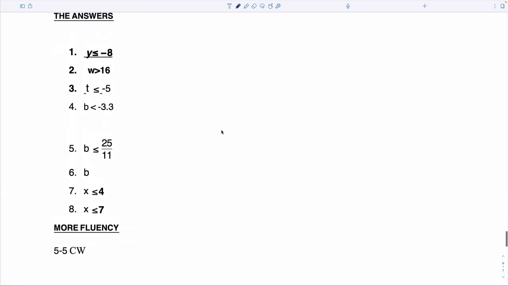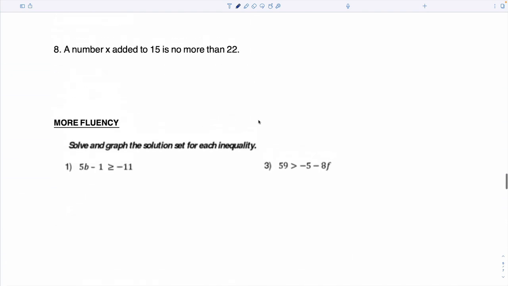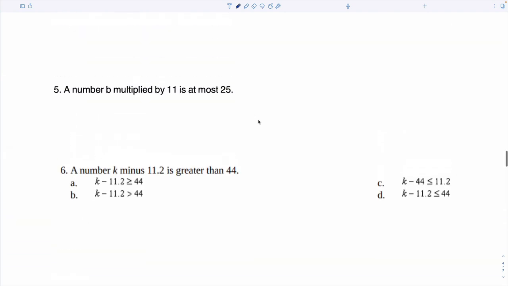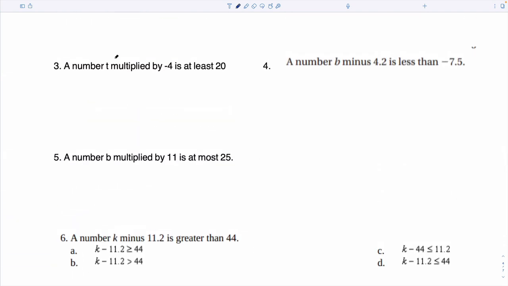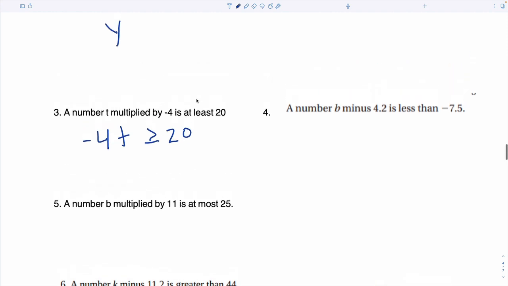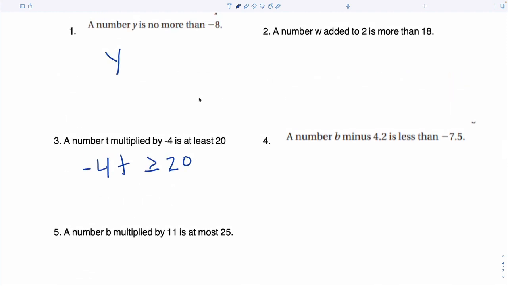For which ones? It says a number t multiplied by -4. Would you just take the -4 over? Times t. Well, would you multiply negative? Yeah. -4. Yeah, it'd be -4t. It's at least 20. I have at least 20 donuts, so t would have to be bigger than. At least 20. So then it would be t, then t is greater than or equal to 20? Yeah. And then divide by -4.